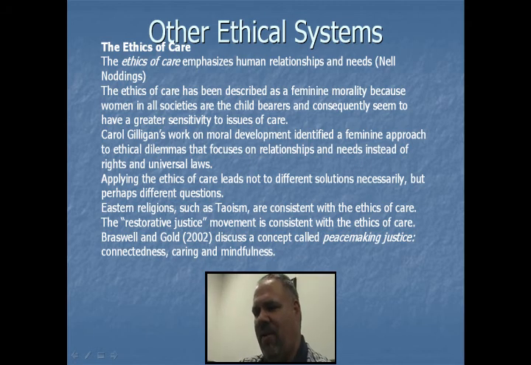Applying the ethics of care leads not to different solutions necessarily, but to different questions. Eastern religions, such as Taoism, are consistent with the ethics of care. Know this, the restorative justice movement is consistent with the ethics of care. Braswell and Gold in 2002 discuss a concept called peacemaking justice, connectedness, caring, and mindfulness.